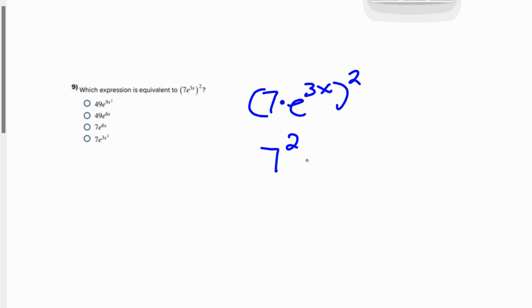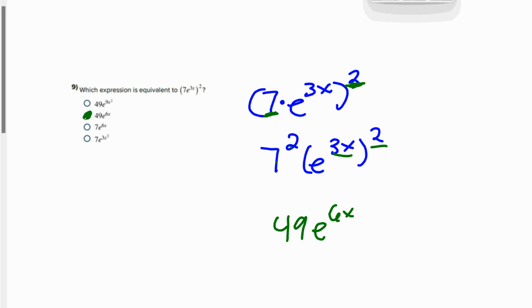Okay, number 9 here, just dealing with powers of exponents when I have a product. So two things being multiplied by each other, and they're raised to a power. I can take that power to each of those two things. So I can take 7 to the power of 2, and I can take e to the 3x to the power of 2. And then what do I do when I have powers raised to powers? I multiply, right? So this is e to the 6x, and then 7 squared is 49. So I don't take 7 times 2 because this is an exponent and this is not an exponent. So I have to take this 7 and raise it to the power of 2, which is 49.